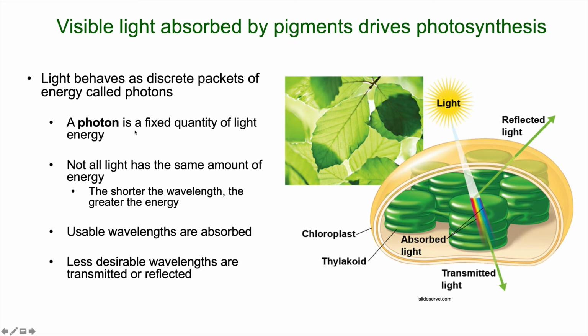Okay, so light comes in as a photon of light energy with a certain amount of energy associated with it. Again, not all light has the same energy. The shorter the wavelength, the greater the energy. If you're useful, you get absorbed and you're used for photosynthesis. And if you're not, then you're reflected or transmitted.